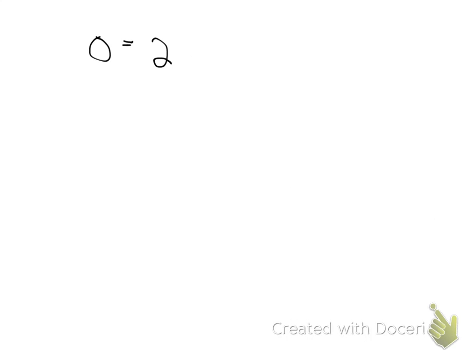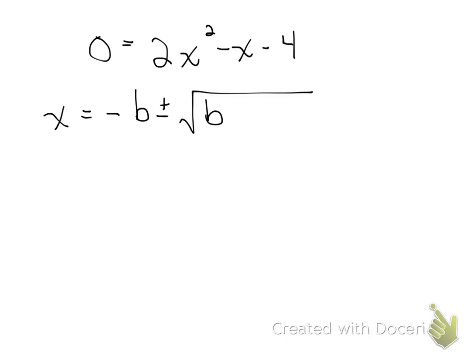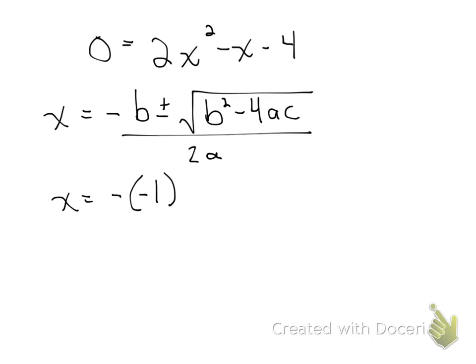So we have 0 equals 2x squared minus x minus 4. The quadratic formula is x equals negative b plus or minus the square root of b squared minus 4ac, all that divided by 2a. So we're going to have negative negative 1, my a equals 2, my b equals negative 1, and my c equals negative 4. So this is why I put my negative 1 in brackets, since 2 negatives is going to give me a positive in the next line.